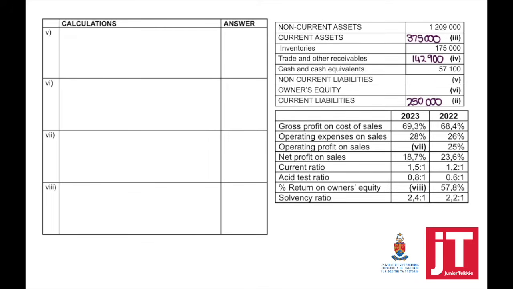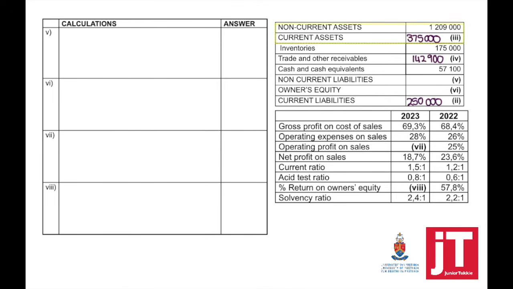Percentage return on owner's equity is net profit, which has nothing to do with non-current, and your average equity, which has nothing to do with non-current liabilities. So what is my option? The solvency ratio. Why? Because total assets divided by total liabilities equals my solvency ratio.